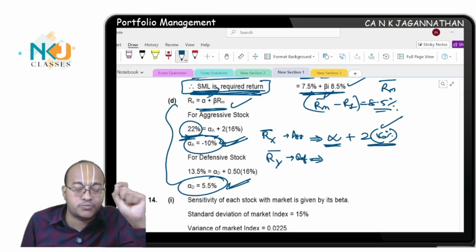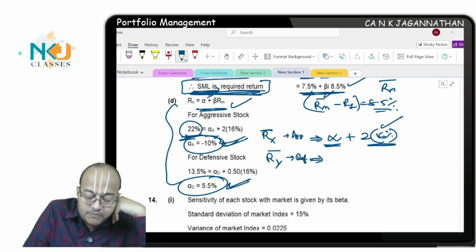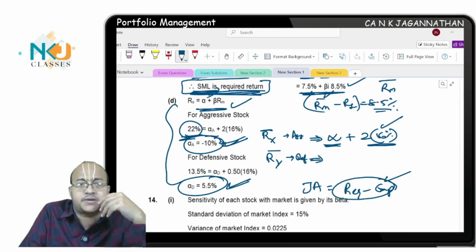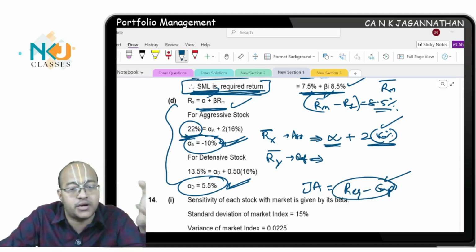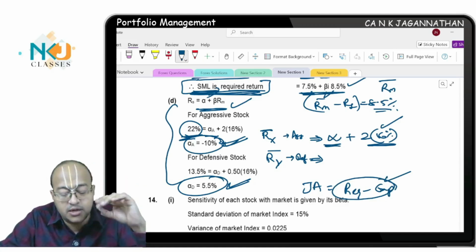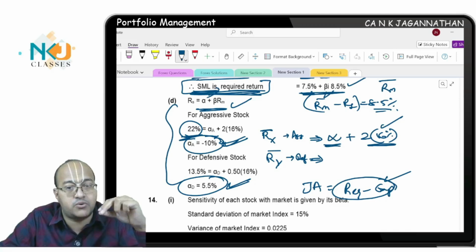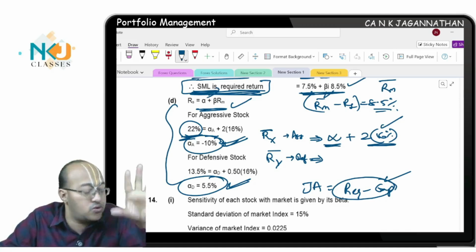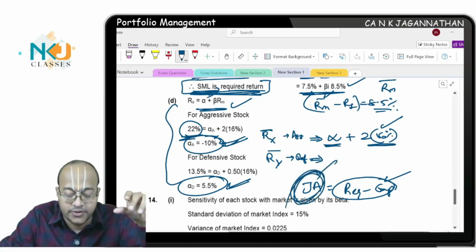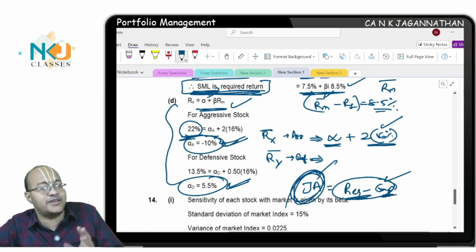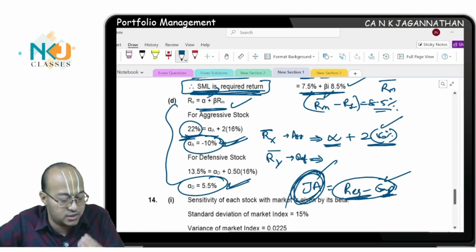There we will come across a concept called Jensen's alpha. What is this Jensen's alpha? Jensen's alpha is nothing but actual or expected return minus required rate of return. Very simple. This I call Jensen's alpha. Are you listening to what I am trying to say? It tells how much return is expected over and above the required rate of return, whether my required rate of return is being satisfied or not. By using this Jensen's alpha, whether it is over-satisfying or under-satisfying, undervaluation or overvaluation, is a measure to find this.